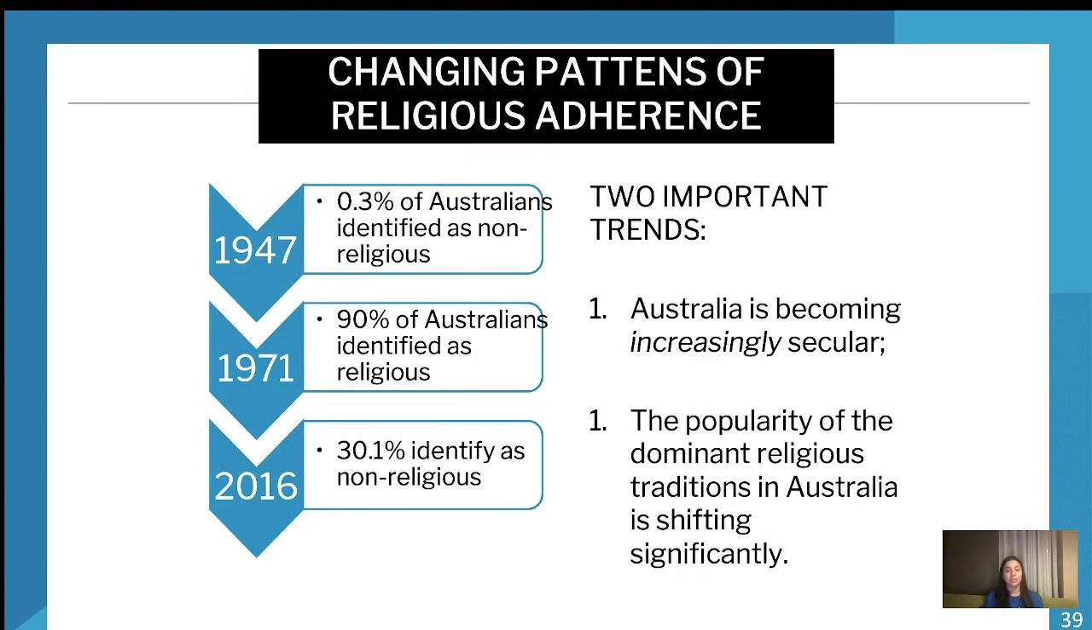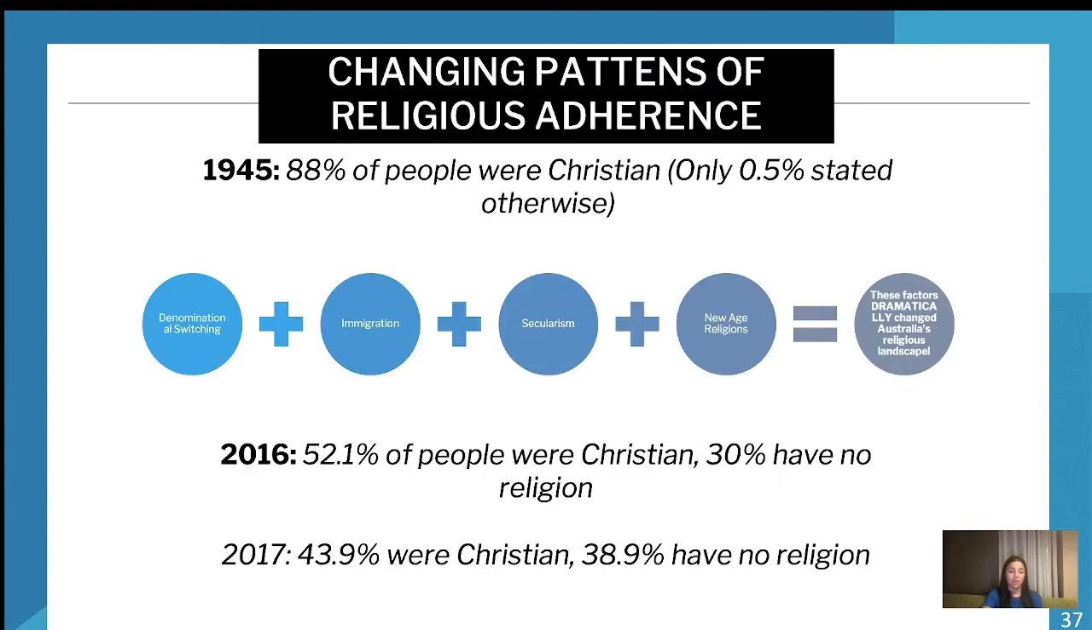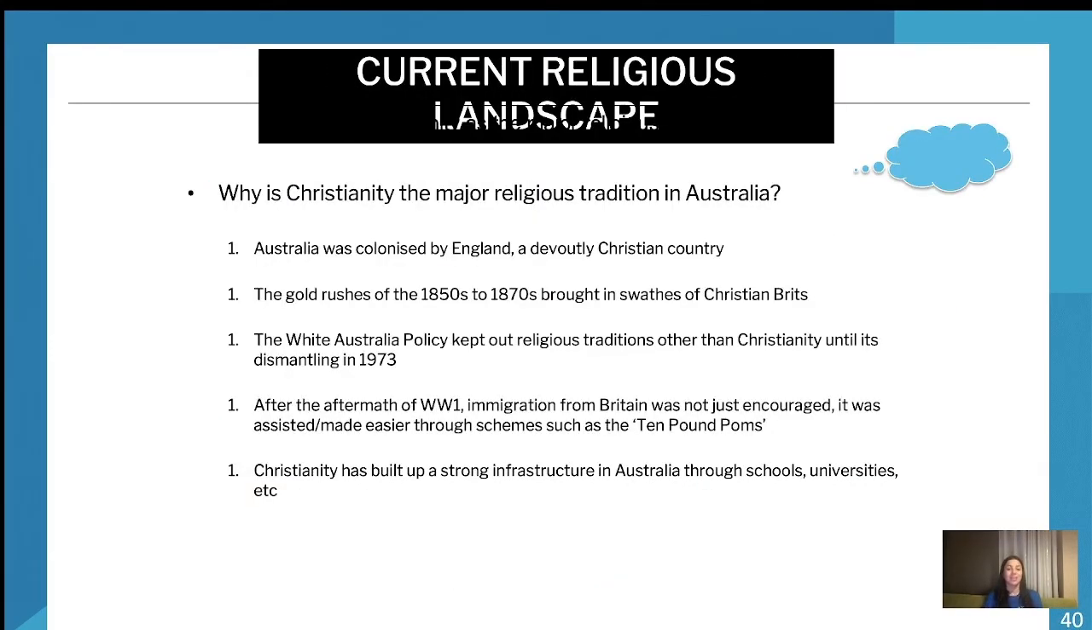Now, two important trends that we just identified was that Australia is becoming secular, and the popularity of the dominant religious traditions in Australia is shifting significantly. So even when you compare the difference, we had 30.1% identifying as non-religious in 2016, but already at 38.9 in 2021. So that's a very, very big increase when you're talking about a whole population. So let's look at why Christianity is the major religious tradition in Australia. Will it continue to be, not at the decline that it's going at, the trends that we're seeing for the next census, but we'll see.